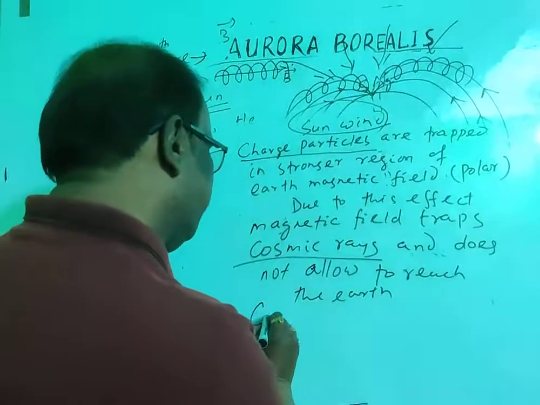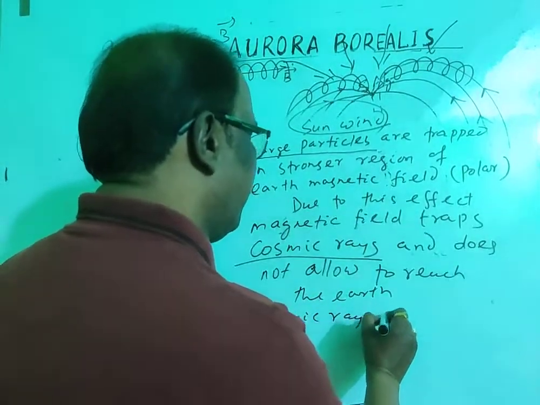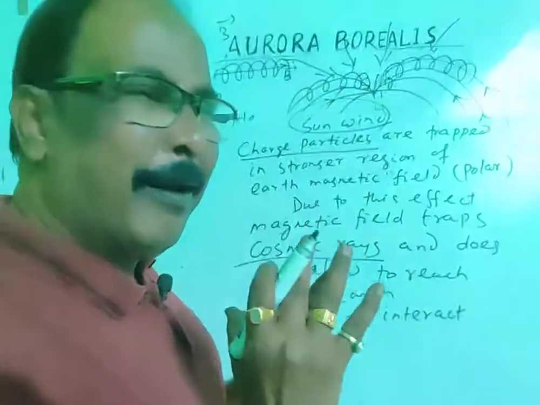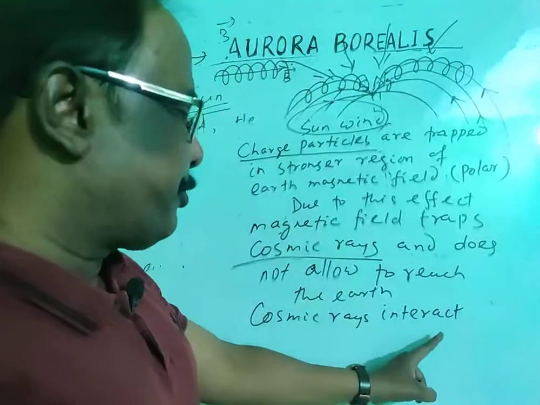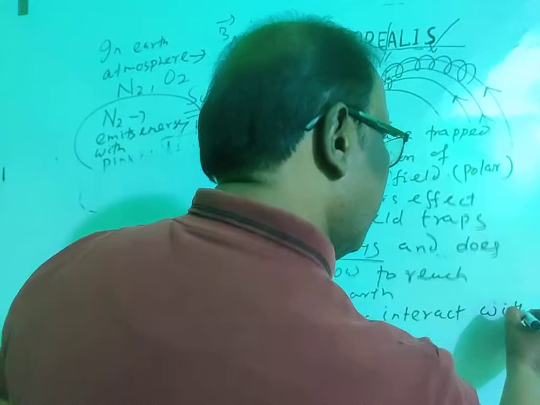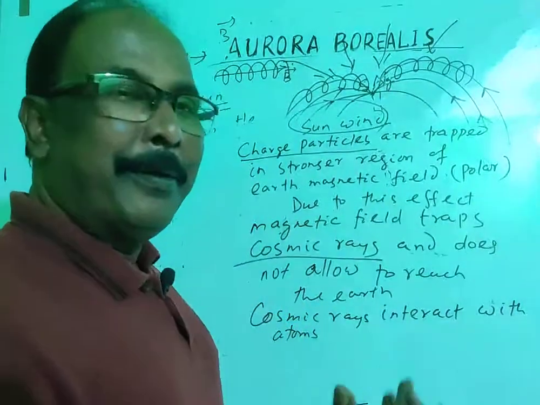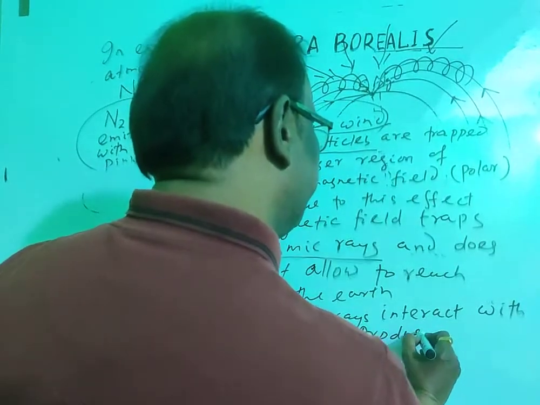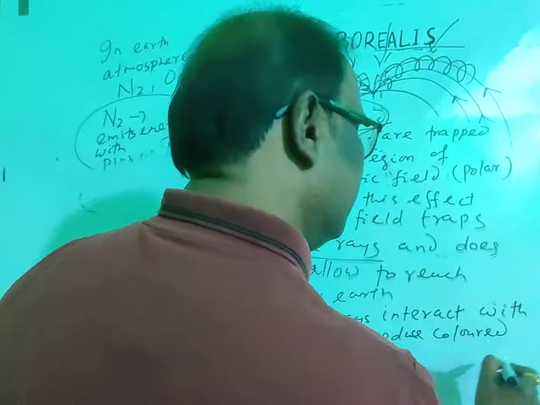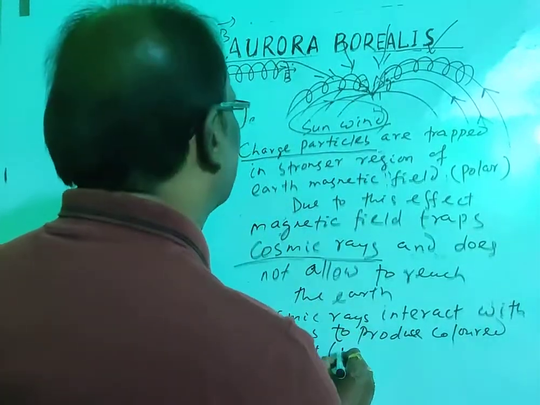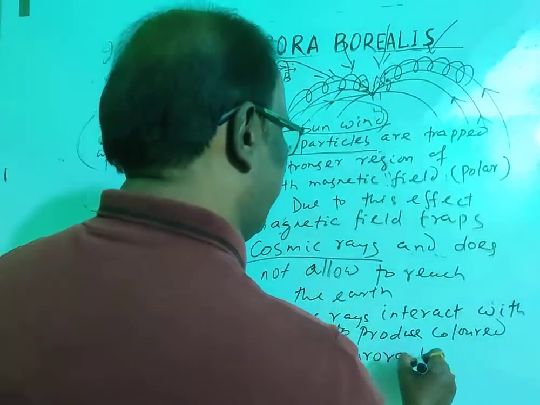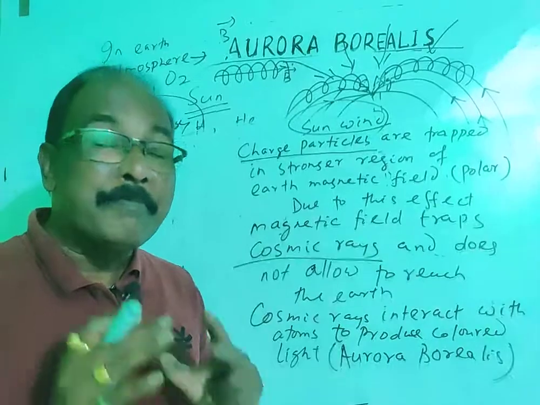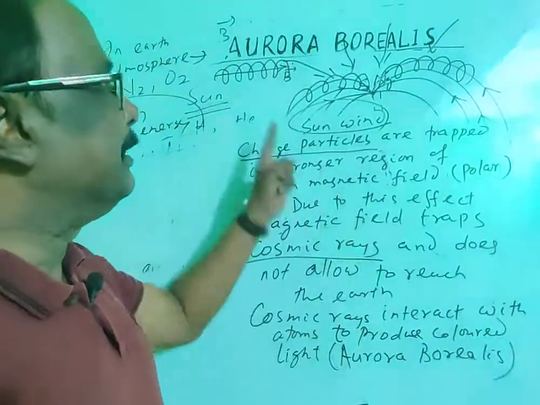Again, there are also interactions of cosmic rays. Cosmic rays interact with atoms in Earth's atmosphere to produce colored light, which is called aurora. This is a theoretical and basic discussion on aurora borealis.